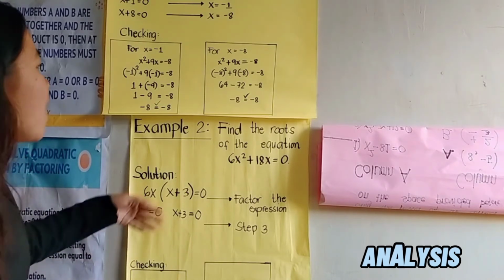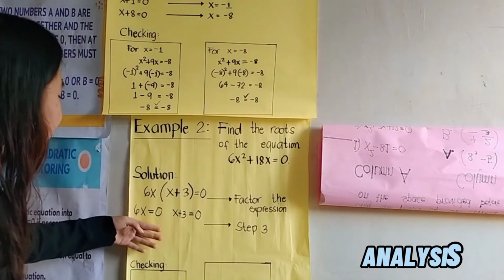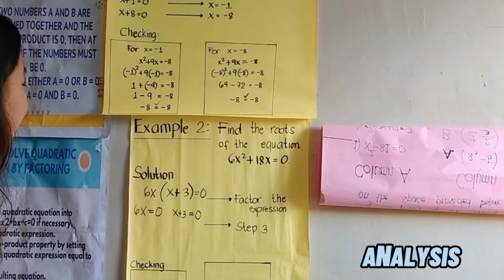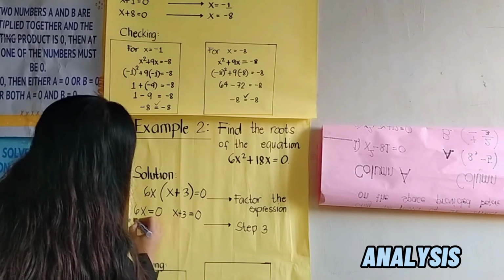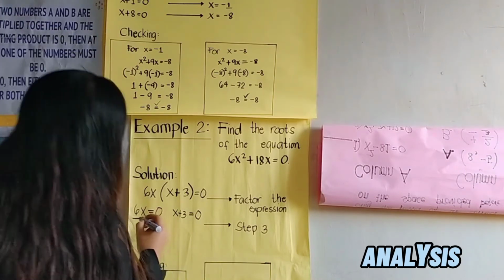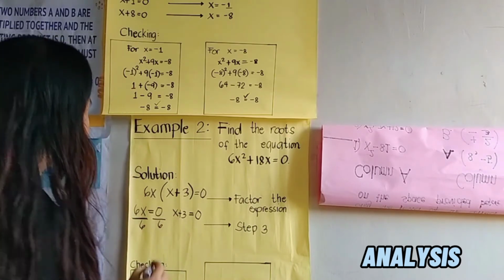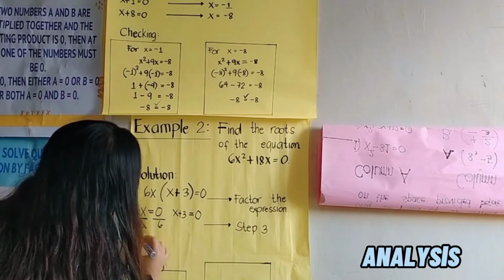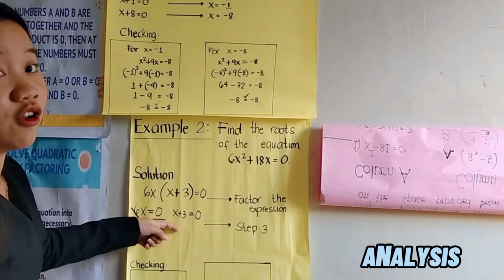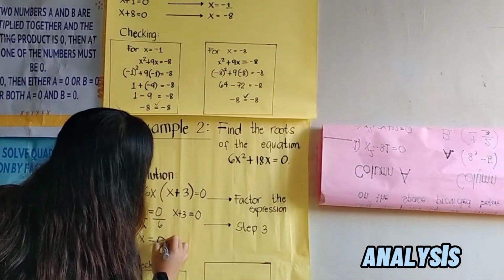How do we find the roots of the expression? To solve for the value of x, for the first expression, we can divide both sides by 6, and we can cancel this out. Now, we are left with x equals 0 divided by 6. We all know that 0 divided by 6 is equal to 0.